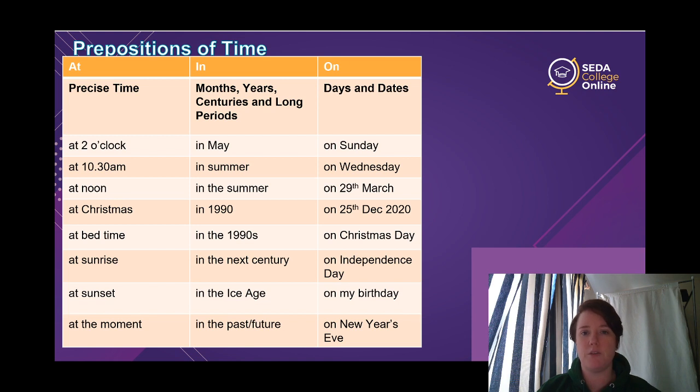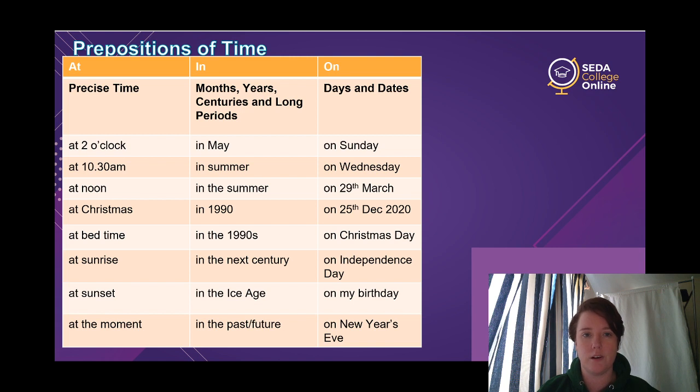Okay, let's move on to on. On for days, on for dates. On Sunday, on Monday, on Tuesday, on Wednesday. The next one we use for dates. So we say on the 29th of March. We don't write it with a word like "of" in the written form; we write it like this and we say it like on the 29th of March. And then for longer, with years, we say on the 25th of December 2020. On Christmas Day, on Independence Day, on my birthday, on New Year's Eve, on New Year's Day.